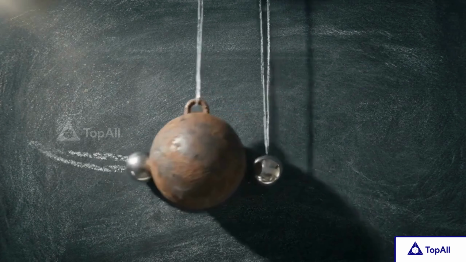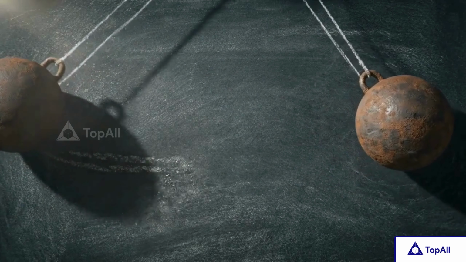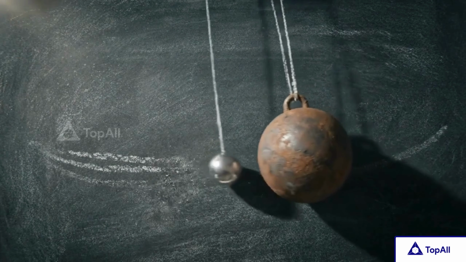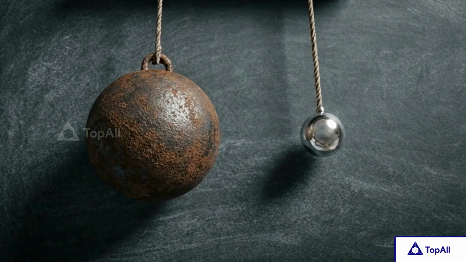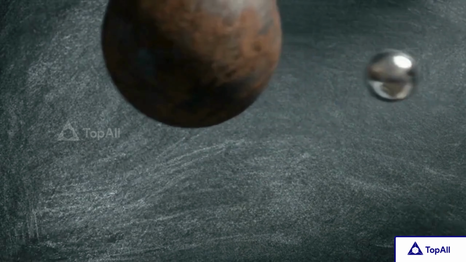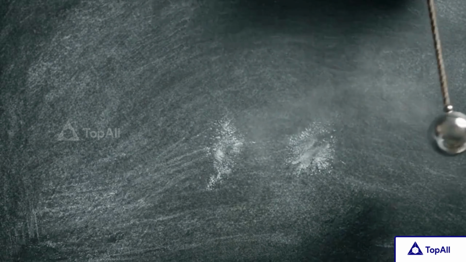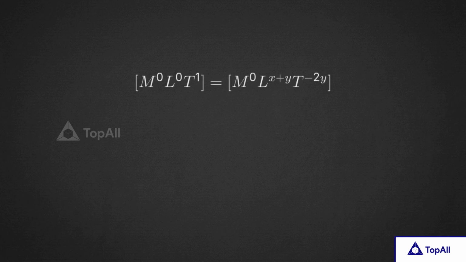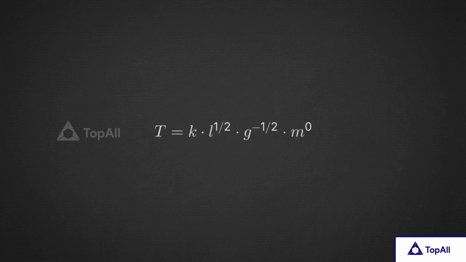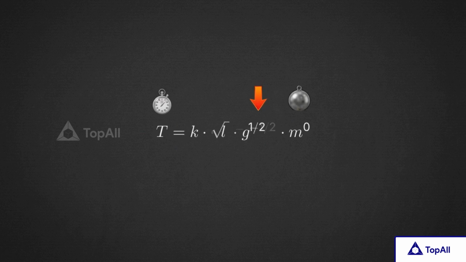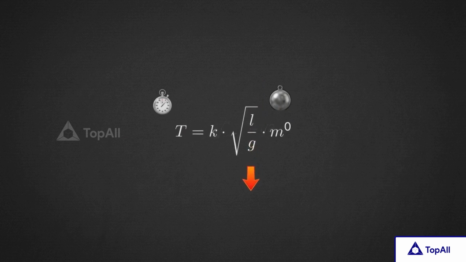Matching time dimensions: 1 equals -2y, giving y equals -1/2. For length, x plus y equals 0, making x 1/2. Plugging these back, the half power becomes a square root. The negative exponent drops to the denominator, and mass disappears. Just like that, we rebuild the core physical relationship. Without the textbook, we used pure logic to prove how length and gravity dictate the swing.